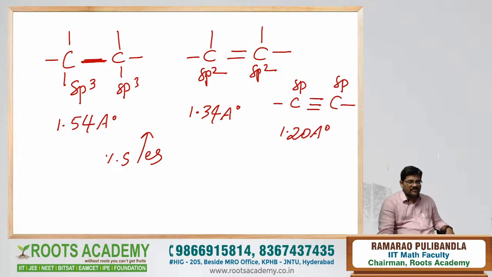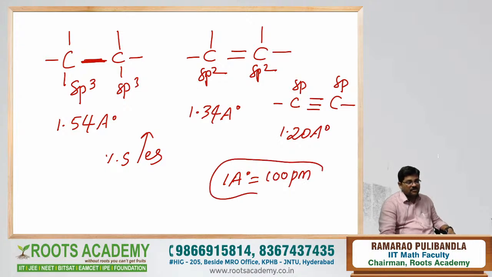The values in picometers, 154, are the same as in angstroms, because as you well know, 1 angstrom is equal to 100 picometers. This is the conversion. That's why 154 picometers, 134 picometers, 120 picometers have the same values; I am writing them in terms of angstroms.